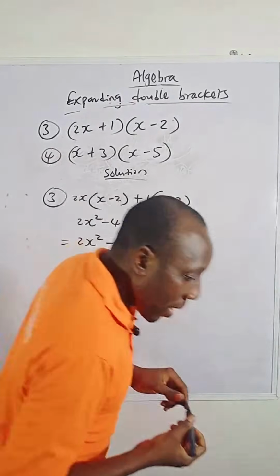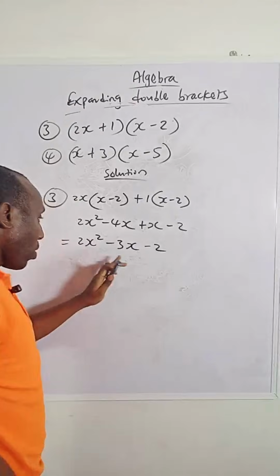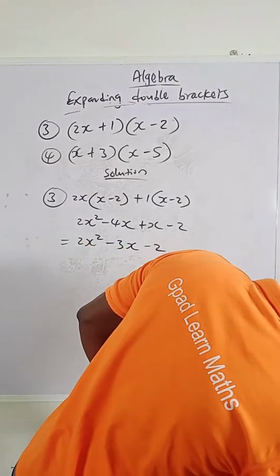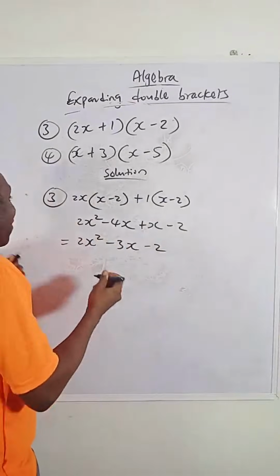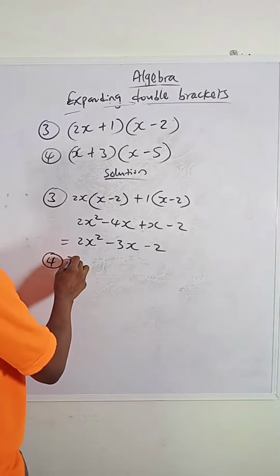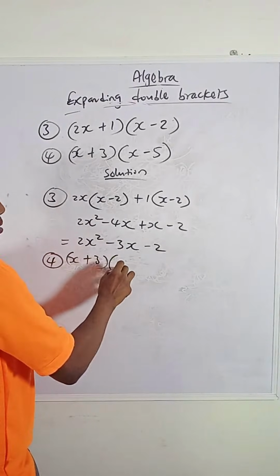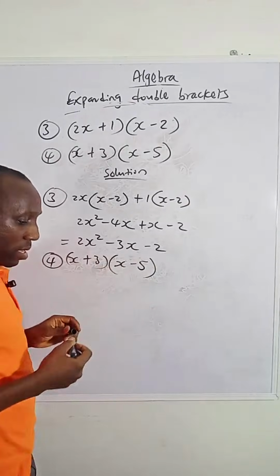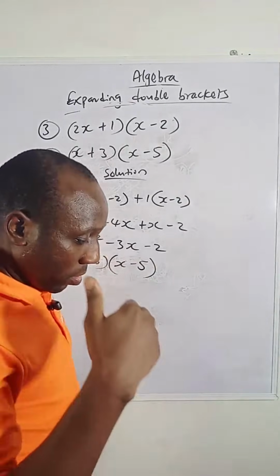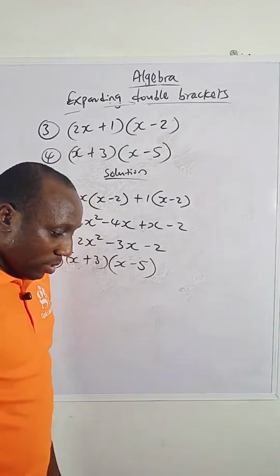I hope this is clear, everybody. If you have any question, please ask. Now, everybody, give number 4 a try. x plus 3 and x minus 5. Try this out. After this, we'll be looking at some applied questions.